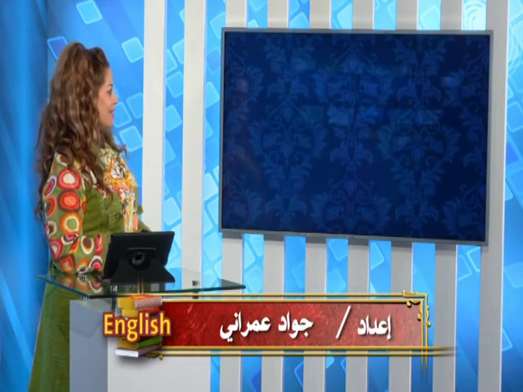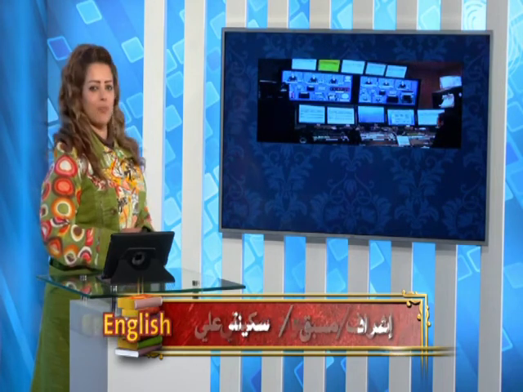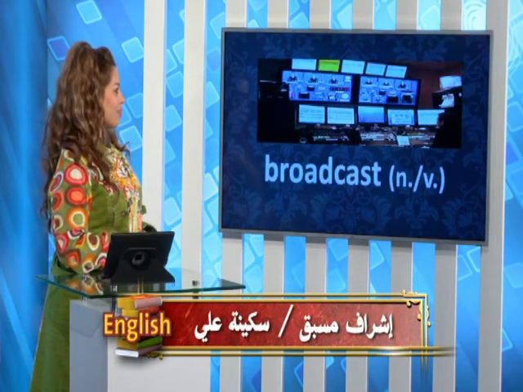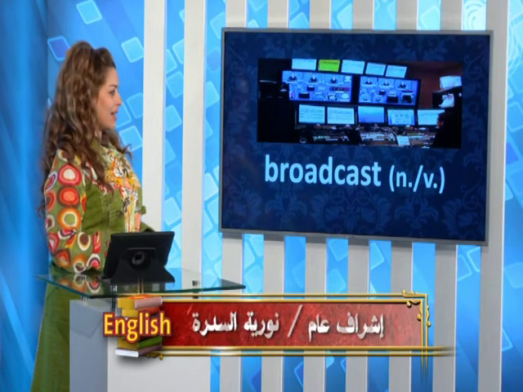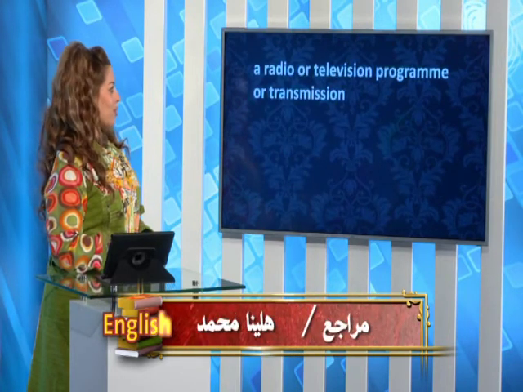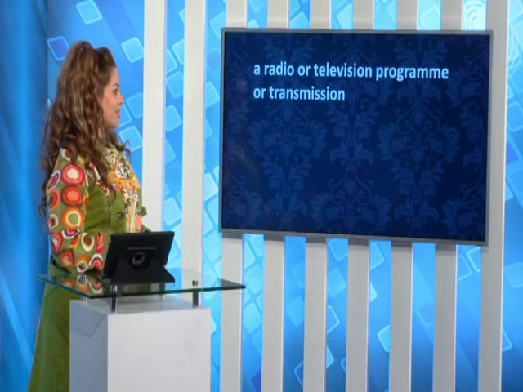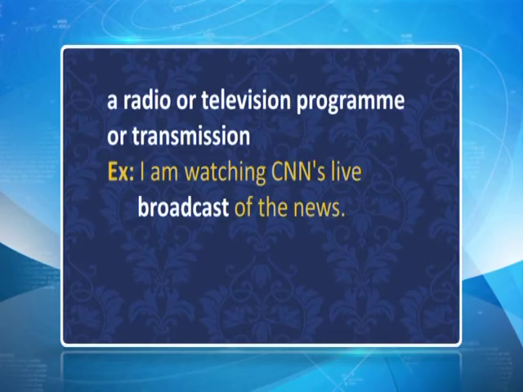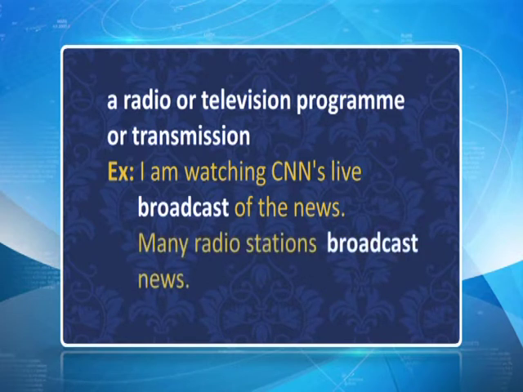Our first word is, let's look at the picture together. Broadcast. Broadcast is a noun and can be used as a verb. A radio or television program or transmission. For example, I am watching CNN's live broadcast of the news. Over here, you can see that broadcast is used as a noun. Now, let's have a look if it's used as a verb. Many radio stations broadcast news.